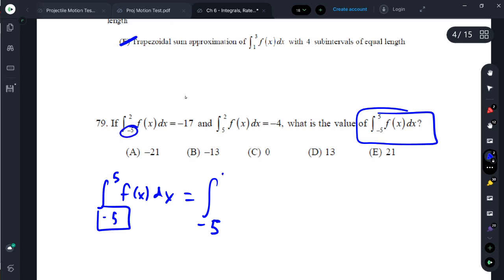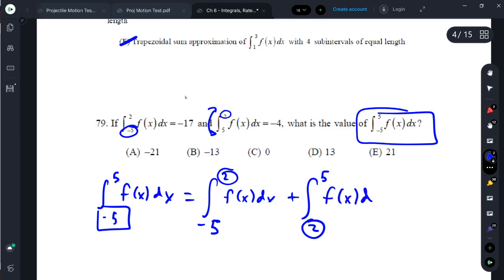I can go from -5 to 2 of f of x dx. And so if I've gone from -5 to 2, then this number needs to start down here. And so I have 2 here. 2 and 5 works, but this is going to be flipped. So the integral from 2 to 5 of f of x dx, realizing that this one is flipped. So this is -17 plus -4, right? Because we had to flip it since our endpoints changed. It's going to just be +4, which -17 plus 4 is -13.